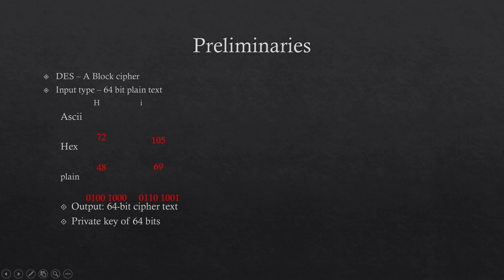Here, plain text is simply the representation of the text message in terms of bits. So as shown, if we want to represent capital H in terms of plain text, we consider the ASCII value of capital H, which is 72, convert it into a hexadecimal equivalent, which is 48, and then represent each digit of the hexadecimal as a 4-bit binary equivalent. So 4 is represented by 0100, 8 is represented by 1000. Likewise, H is represented, and likewise each alphabet and each symbol can be represented in plain text.